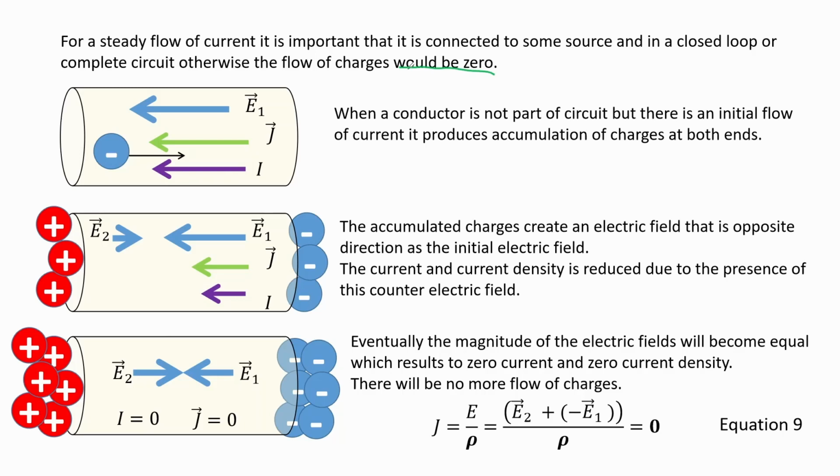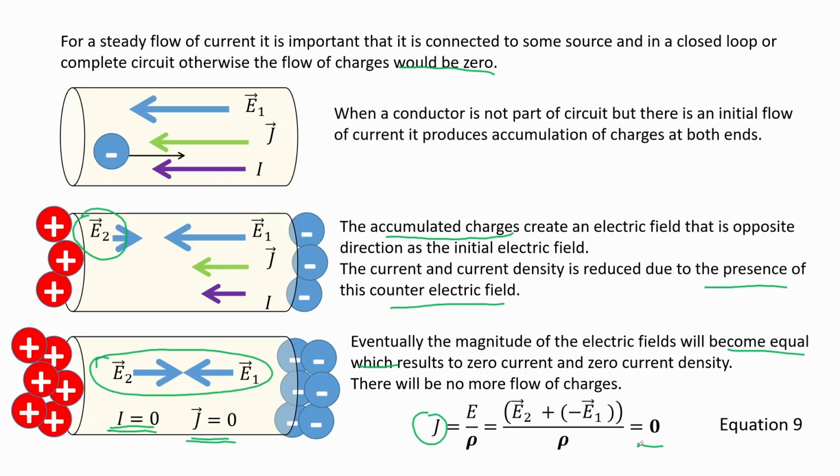The accumulated charges create an electric field that is opposite the initial electric field. The current and current density are reduced due to the presence of this counter-electric field. Eventually the magnitudes of the electric fields will become equal, which results in zero current and zero current density. There will be no more flow of charges. So for a steady flow of current, it is important that it is connected to a source of power such as batteries.